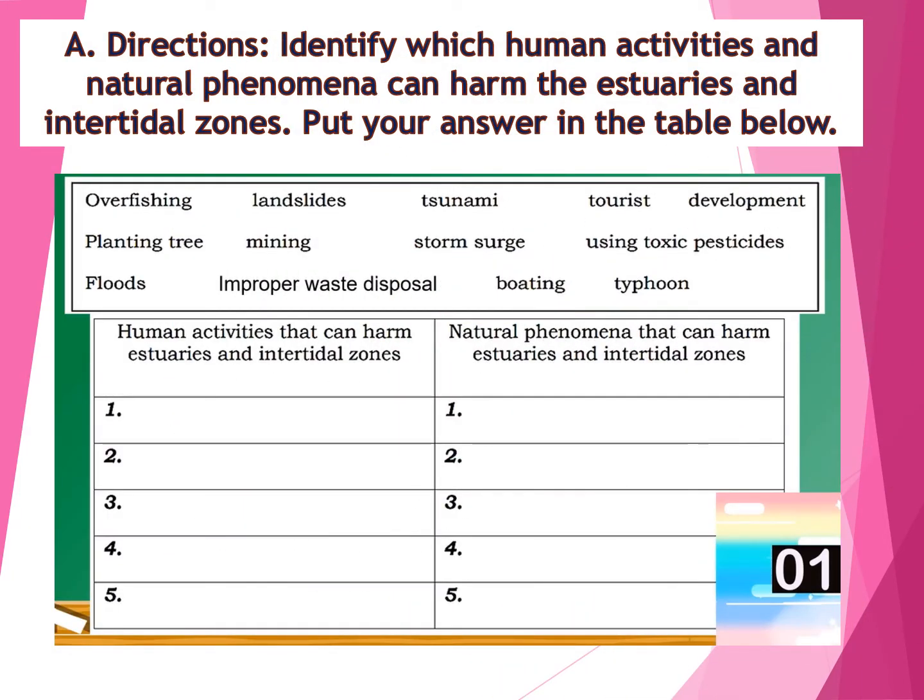Let's see. We're going to identify which human activities and natural phenomena can harm the estuaries and intertidal zones. Put your answer in the table below. Again, I will give you 5 seconds to answer this next activity. Time to check your answer.